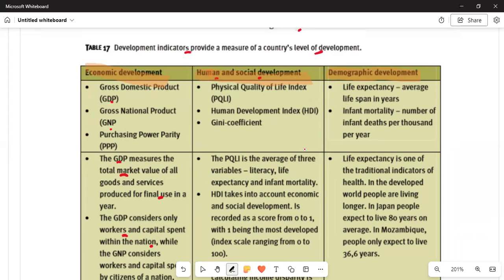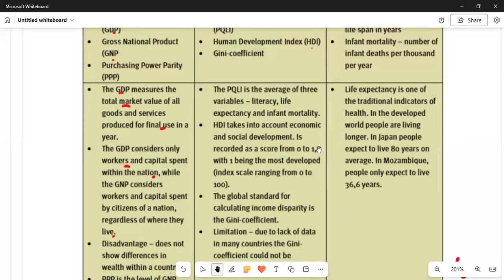Number one, let us understand the physical quality of life index. And then let us talk about the human development index, which is the HDI. And we also discuss what we call the Gini coefficient. Understand that the PQLI is the average of three variables, which are literacy, life expectancy, and infant mortality.